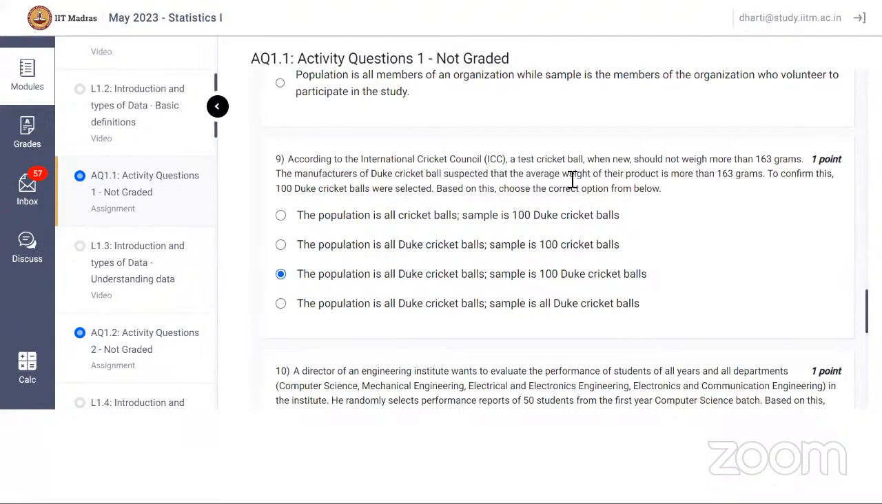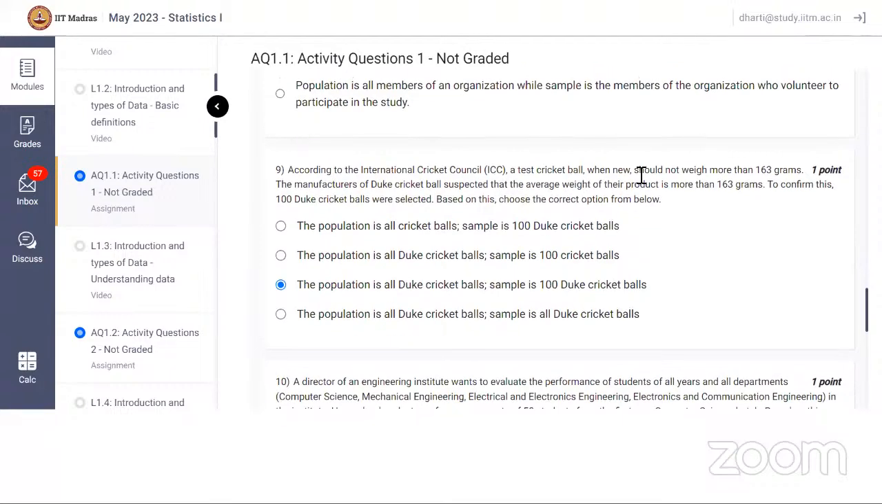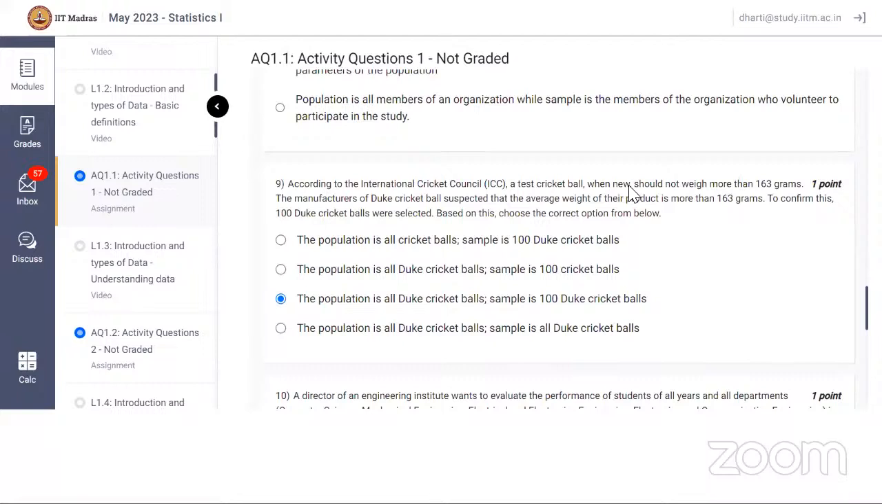According to the ICC, a test cricket ball should not weigh more than 163 grams. The manufacturer of Duke cricket balls suspected that the average weight of their product is more than 163 grams. To confirm this, 100 Duke cricket balls were selected. Based on this, choose the correct option.